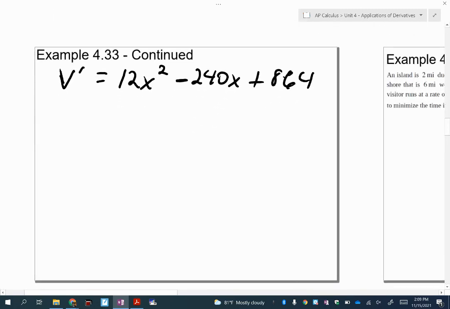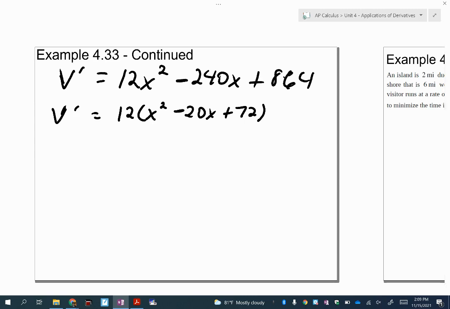Now, you may not see this, but you can actually divide all three of these numbers by 12. So I'm going to write down my derivative is 12 times x squared minus 20x plus 72, since 240 divided by 12 is 20 and 864 divided by 12 is 72. Now, unfortunately, there are not factors of 72 that add to negative 20. So you would have to either use the quadratic formula or you could complete the square. Just because I absolutely love completing the square, I'm going to. So I'm going to move this over, get negative 72.